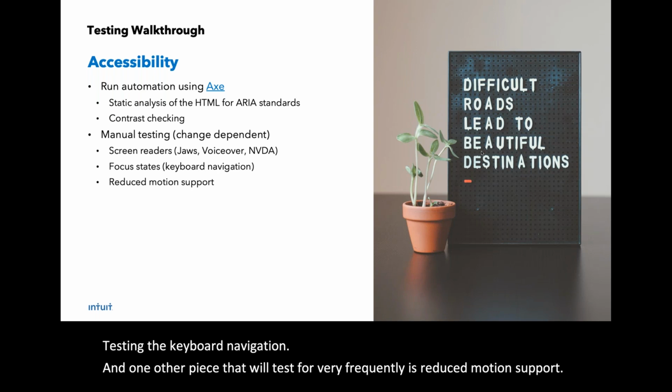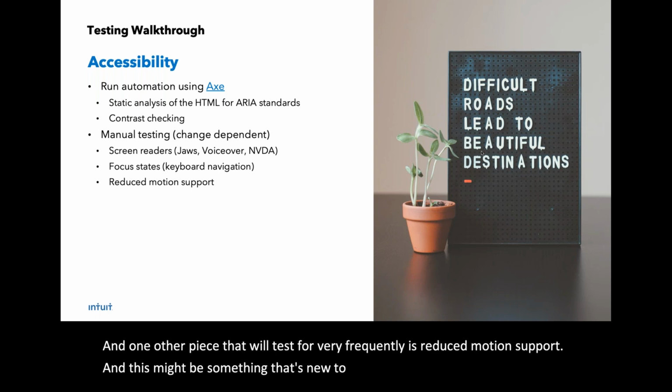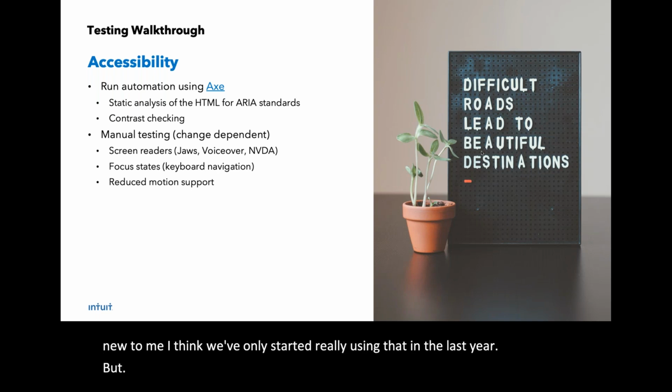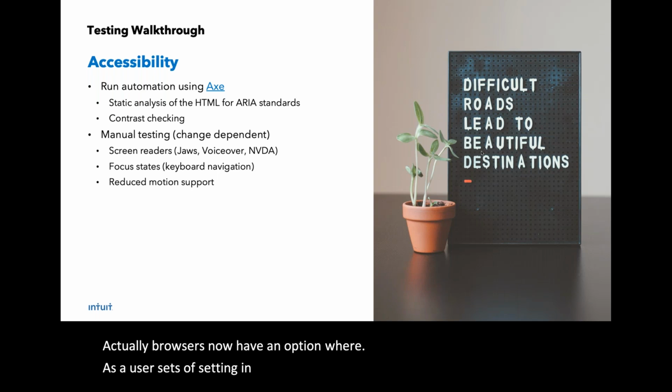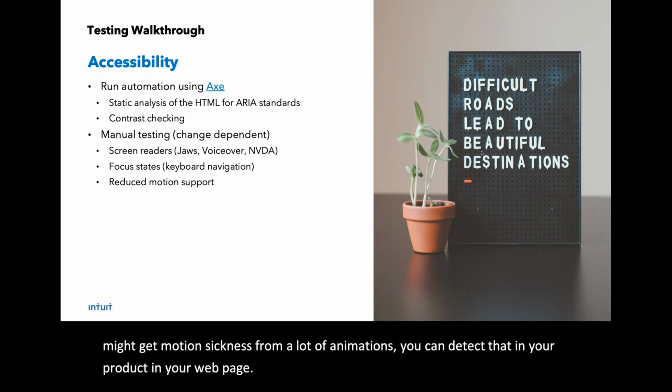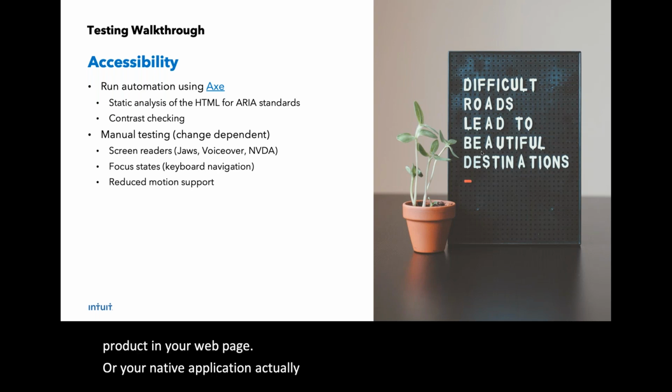And this might be something that's new to a lot of people. It's certainly actually new to me. I think we've only started really using that in the last year. But actually browsers now have an option where if a user sets a setting in the browser or in their operating system that they might get motion sickness from a lot of animations, you can detect that in your product, in your web page, or your native application actually, and tone down the amount of animation that you do.